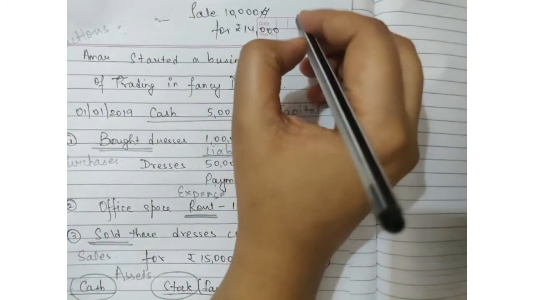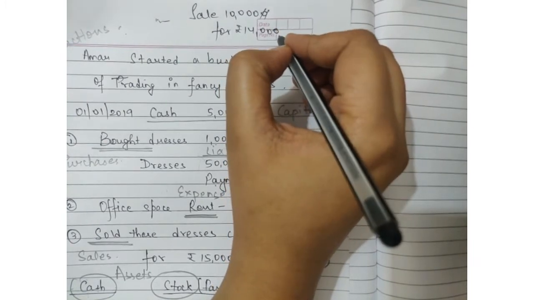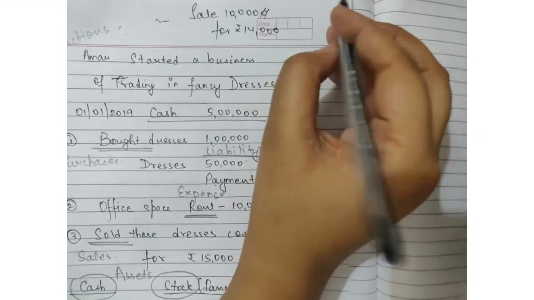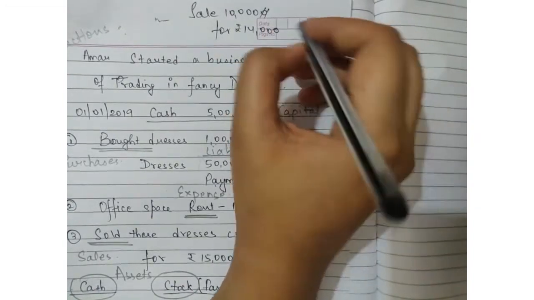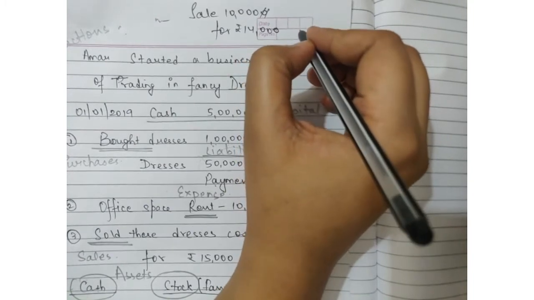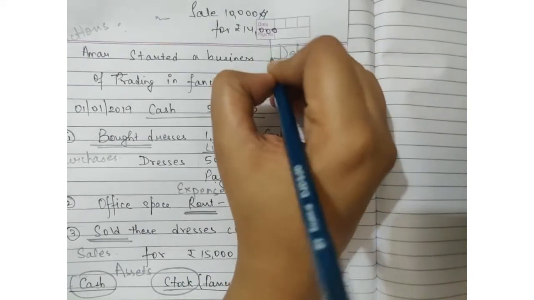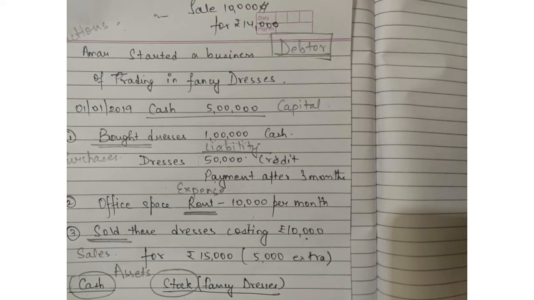So, since Amar did not receive the money then and there for his clothes, he has received a promise to get the cash in the future. So, the person to whom he sold these goods will become his debtor. So, debtor is any person who owes the firm some money or other consideration.